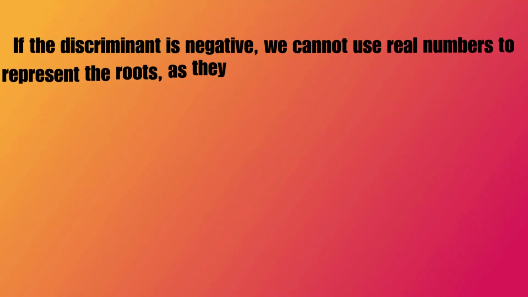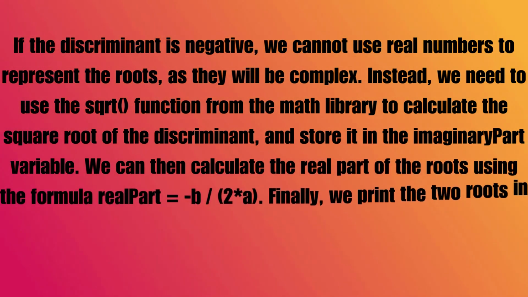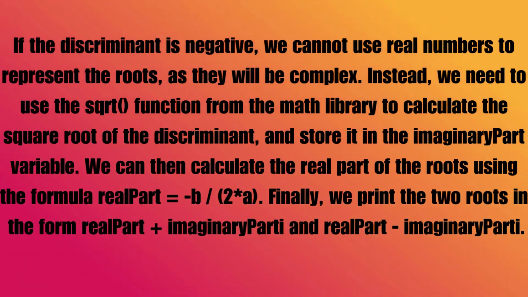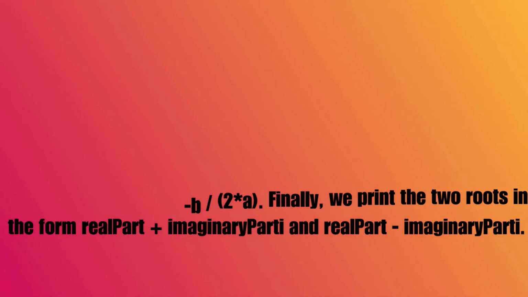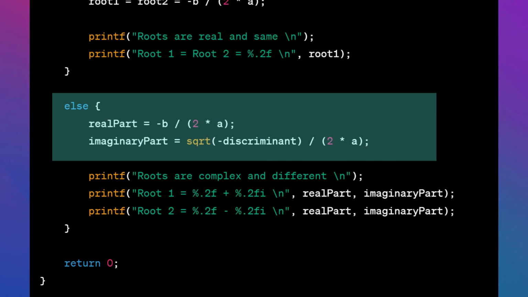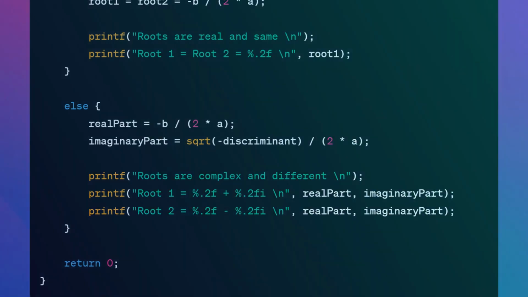If it's negative, we cannot use real numbers to represent the roots, as they will be complex. Instead, we need to use the sqrt function from the math library to calculate the square root of the discriminant and store it in the imaginary part variable. We can then calculate the real part of the roots using the formula real part. Finally, we print the 2 roots in the form real part plus imaginary part and real part minus imaginary part.